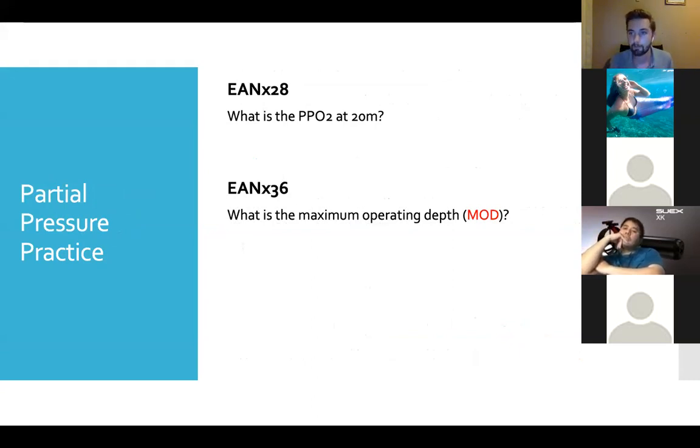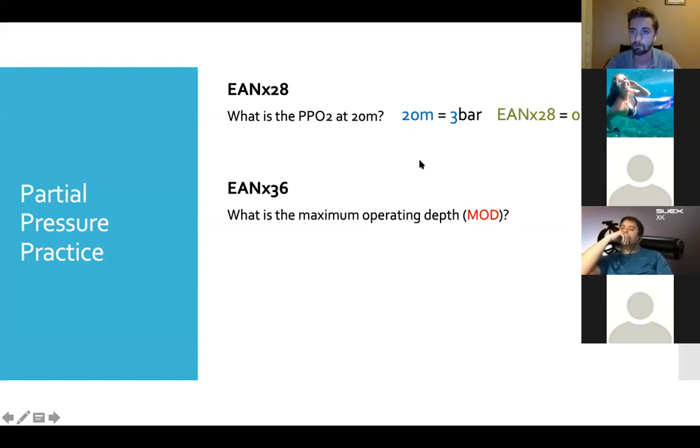So we have a couple practice questions here with the nitrox. If we had a nitrox 28 tank, we might want to know, if we are diving at 20 meters, what is our partial pressure of oxygen going to be? At 20 meters, we have 3 bars of pressure. We have 1 bar on the surface, another bar for the first 10 meters, another bar for the next 10 meters. So 3 bar of pressure.